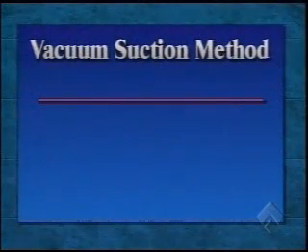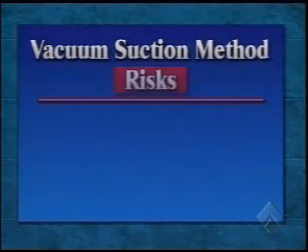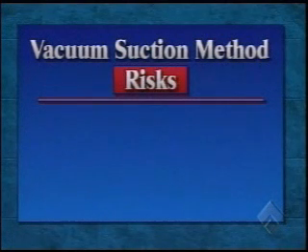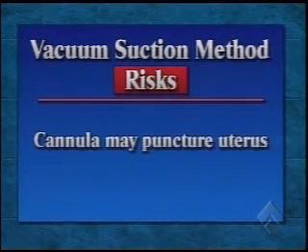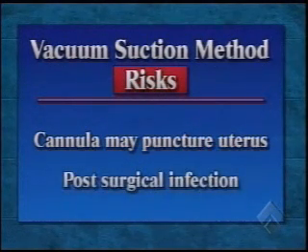In addition to the cruel dismemberment of the baby, the vacuum suction method also poses some risk for the mother. The cannula, though curved at the top, can still puncture the uterus if handled improperly. Women also run the risk of post-surgical infection.